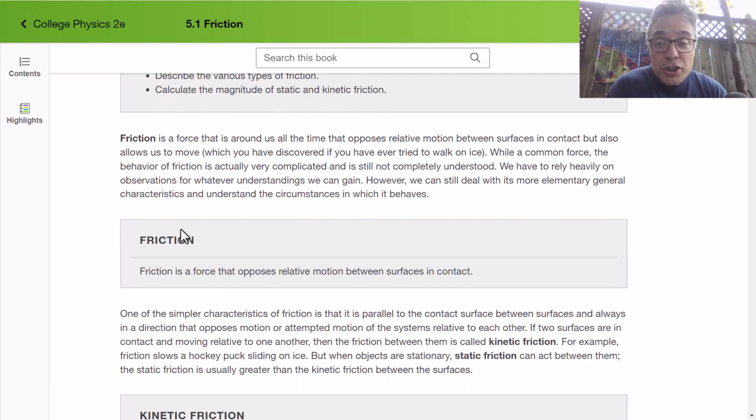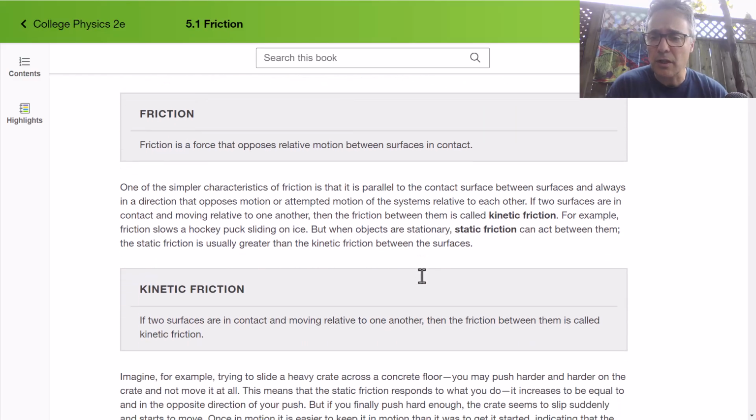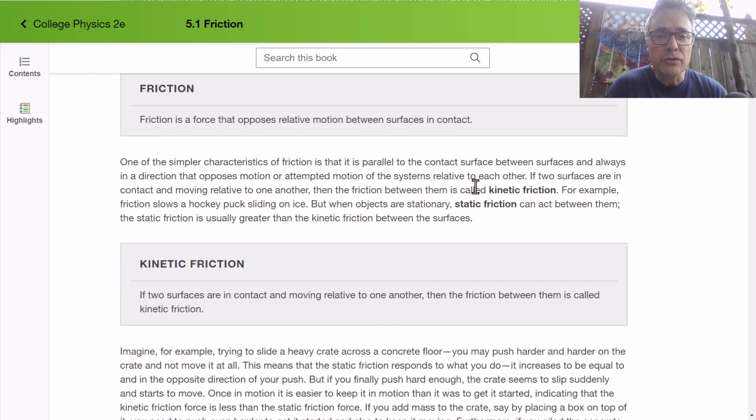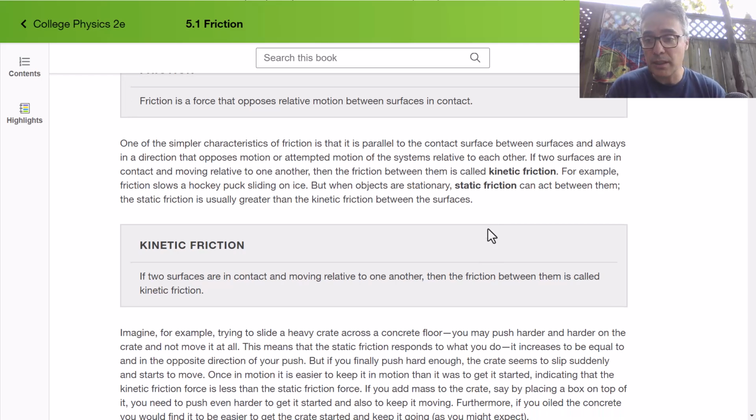Okay, so friction is a force that opposes relative motion between surfaces in contact. And there's two main kinds, kinetic friction and static friction, and they're very different in the way you treat them in physics problems. So it's important to distinguish them. Kinetic friction is if two surfaces are in contact and are moving relative to one another. Then you call that kinetic friction.